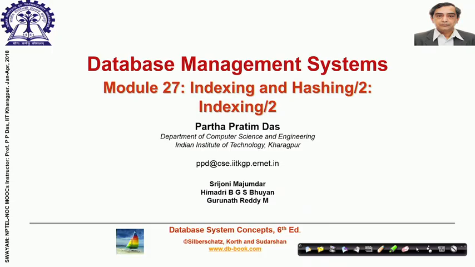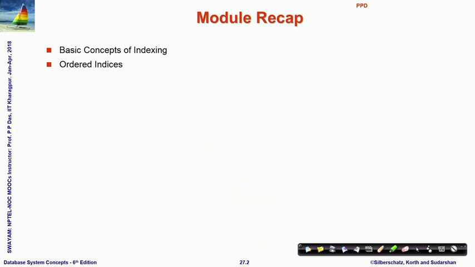Welcome to module 27 of database management systems. We are discussing indexing and hashing mechanisms in a database, and this is the second in that series. In the last module, we discussed the basic requirement of indexing, and we learnt about ordered indexes using primary index, which can be dense or sparse, and the multi-level indexes.